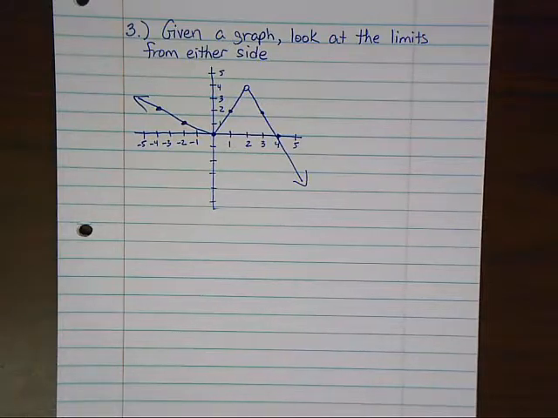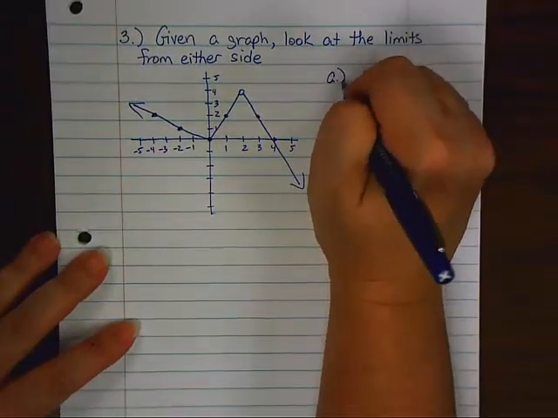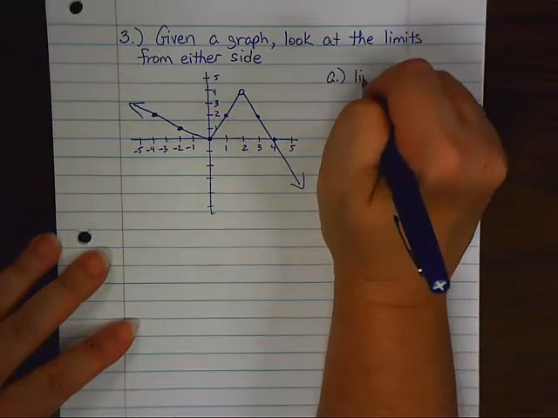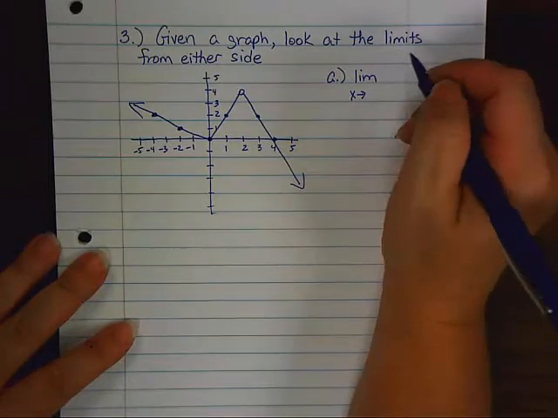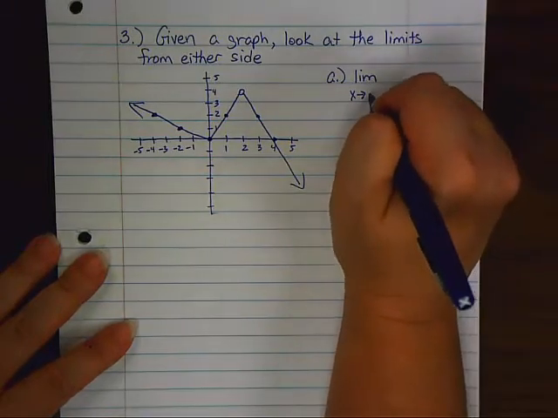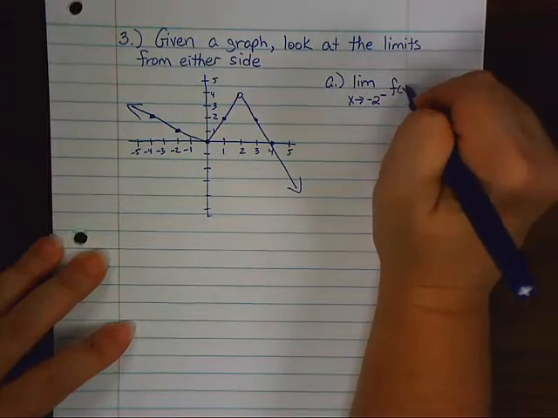Now, I've given you a picture. The equation to this is too complicated because it's a piecewise function, but you need to be able to look at the graph and figure out the limits. Let me show you how. Letter A. The limit as x approaches, let's see, which one do I want to do? I want to do -2 from the left of this function.